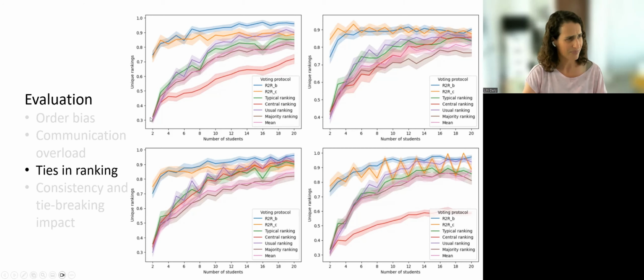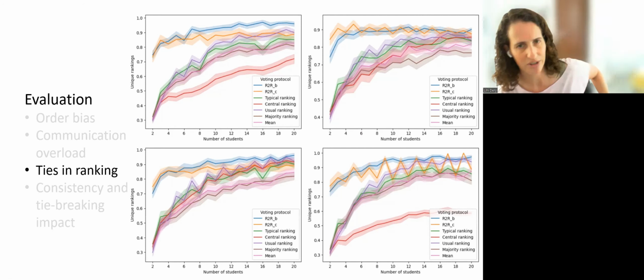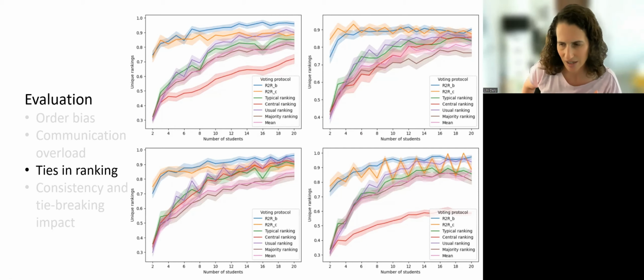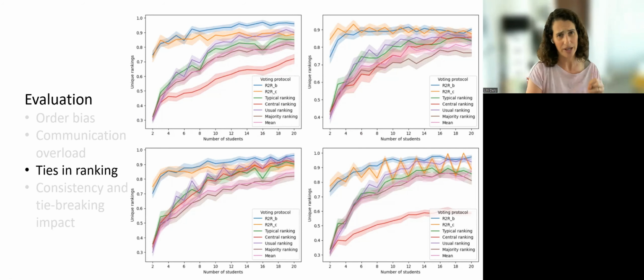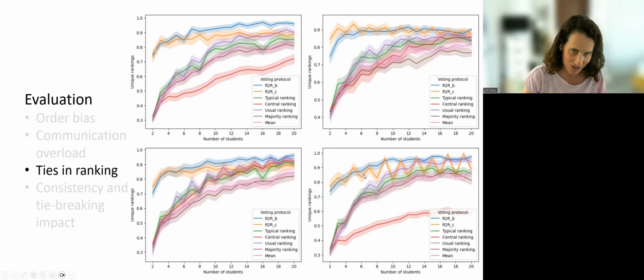So I looked at the percentage of unique rankings that I receive in the end, and I looked at the number of students. I used the data and then did a random selection without replacement of what happens if I only have 2 students, 4 students, 6 students, etc. I did it for all of the numbers, 2 students, 3 students, 4 students, 5 students, etc. And what you can see is that rating to out of B and out of C outperform all of the methods all of the time.